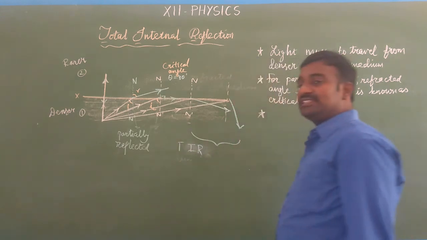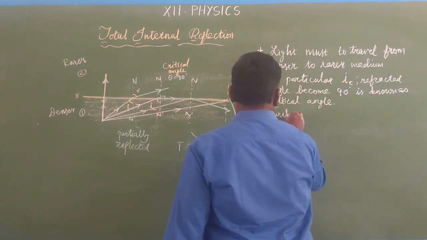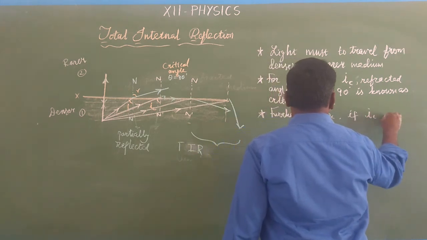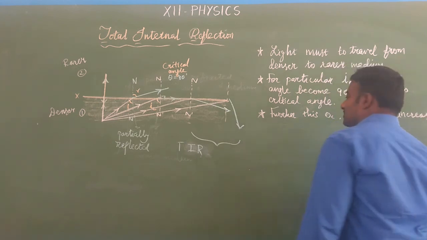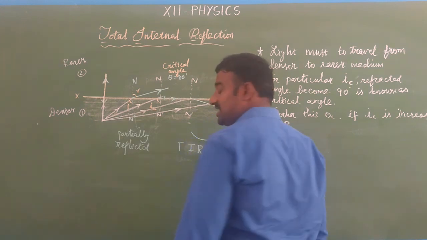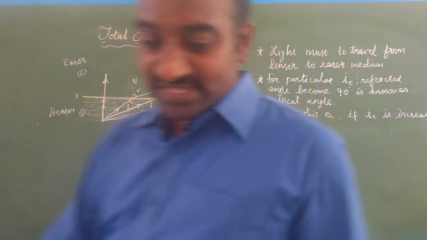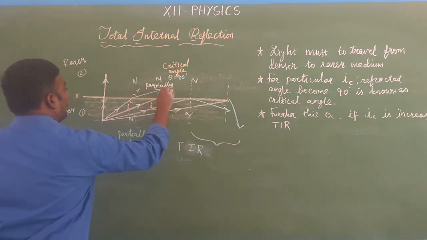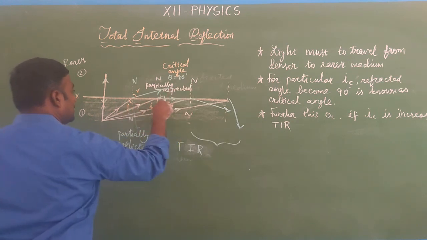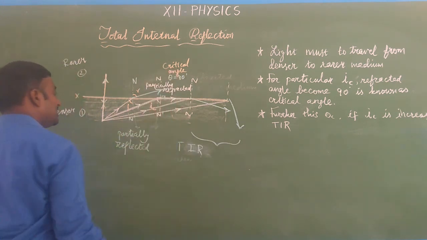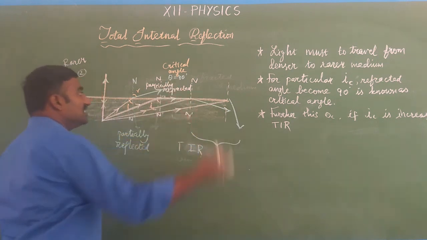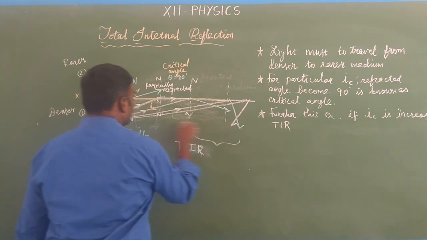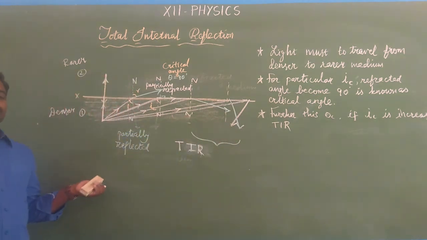Further, if you increase the angle of incidence beyond the critical angle, only total internal reflection occurs. Okay, I think you are very clear about this. This is partially reflected, and these are all partially refracted. But beyond the critical angle, if you increase the angle of incidence, there is no refraction; it is fully total internal reflection. Because of this, diamonds are very spectacular in nature.